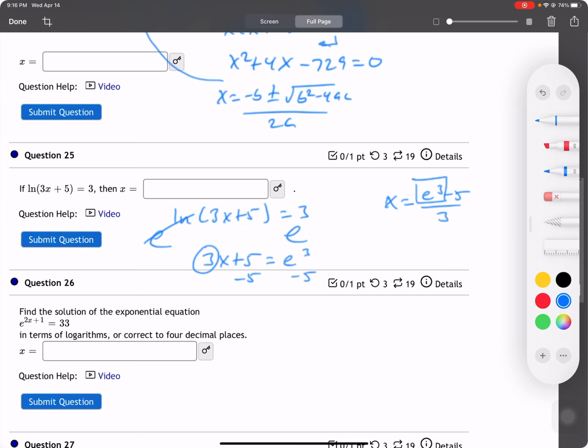Since I have a calculator actually in my left hand, e cubed is 20.08. We're going to minus 5 to that, and then divide that by 3. I'm getting 5.028.